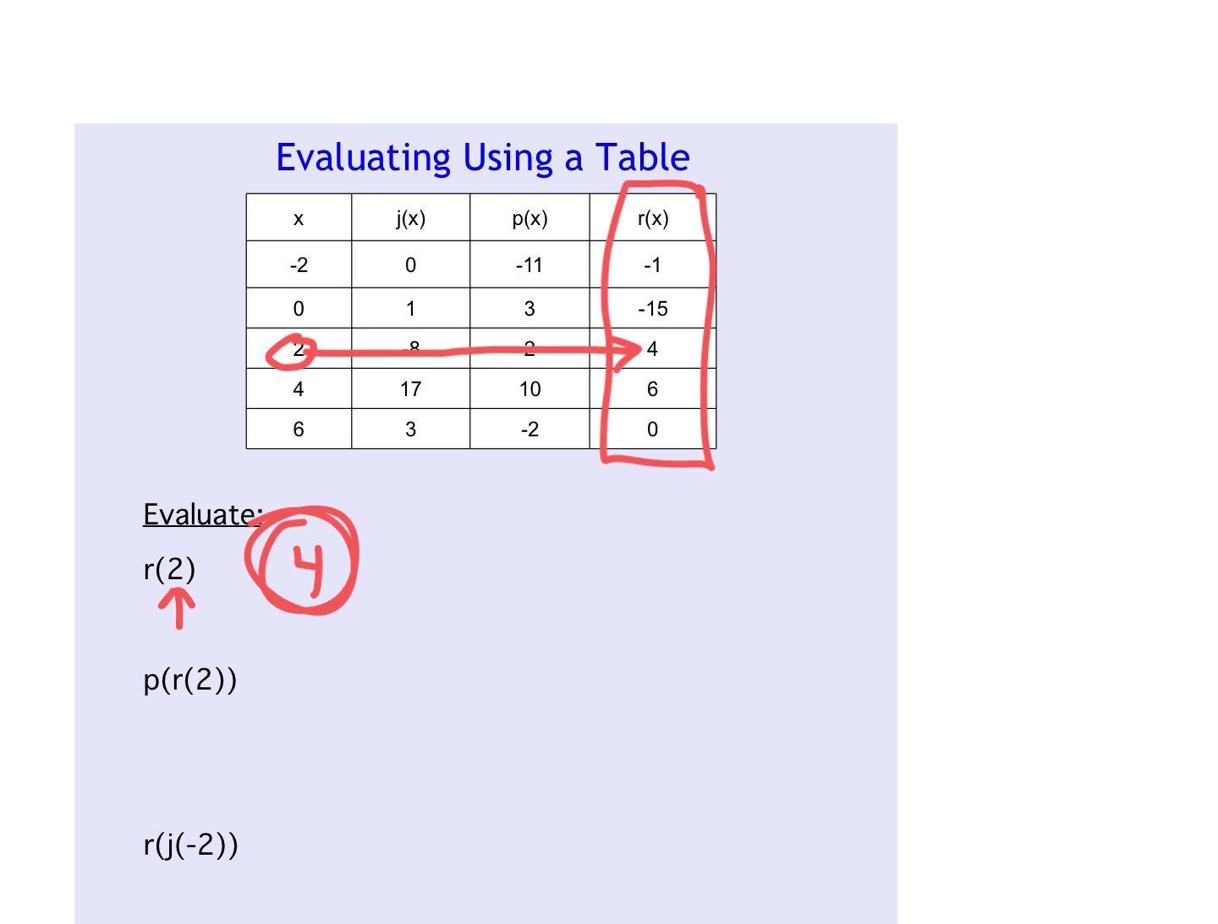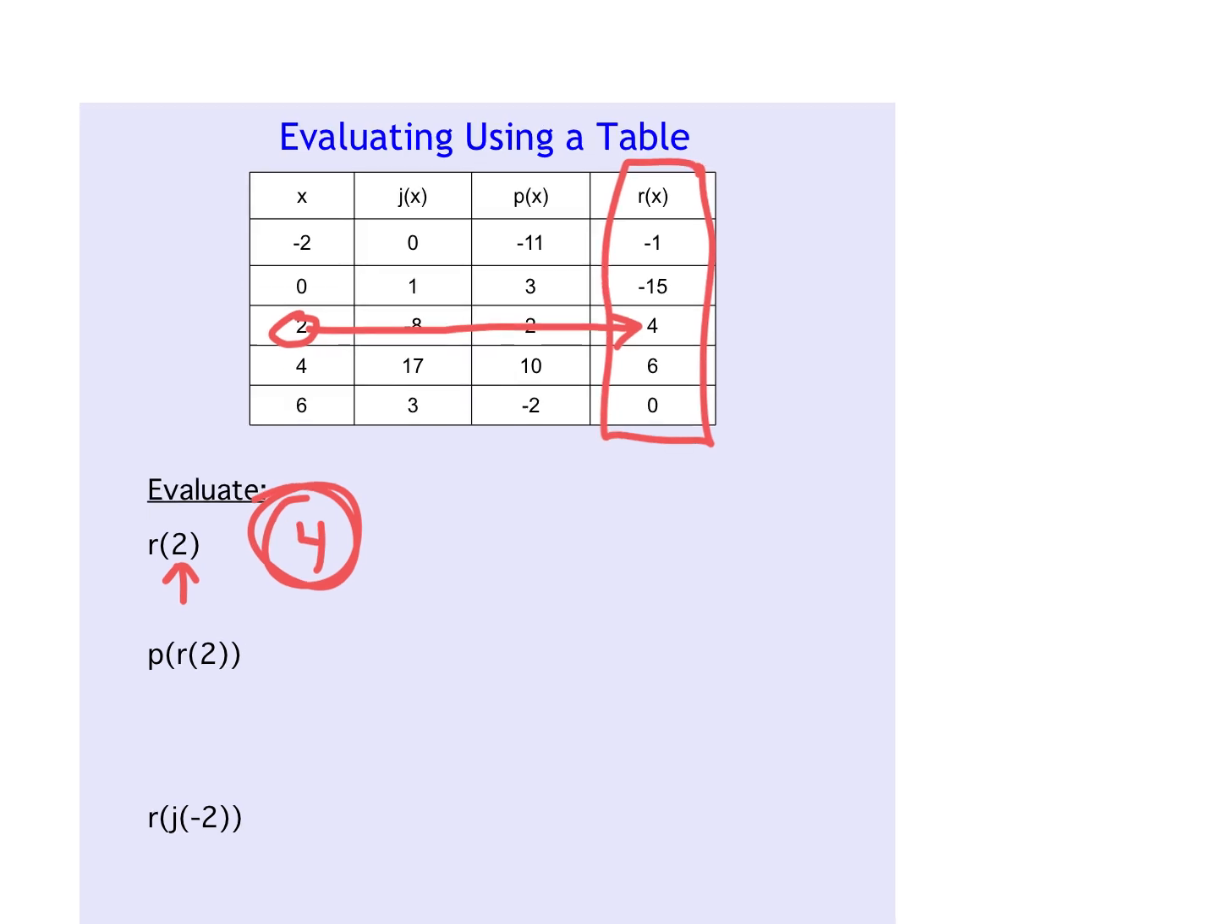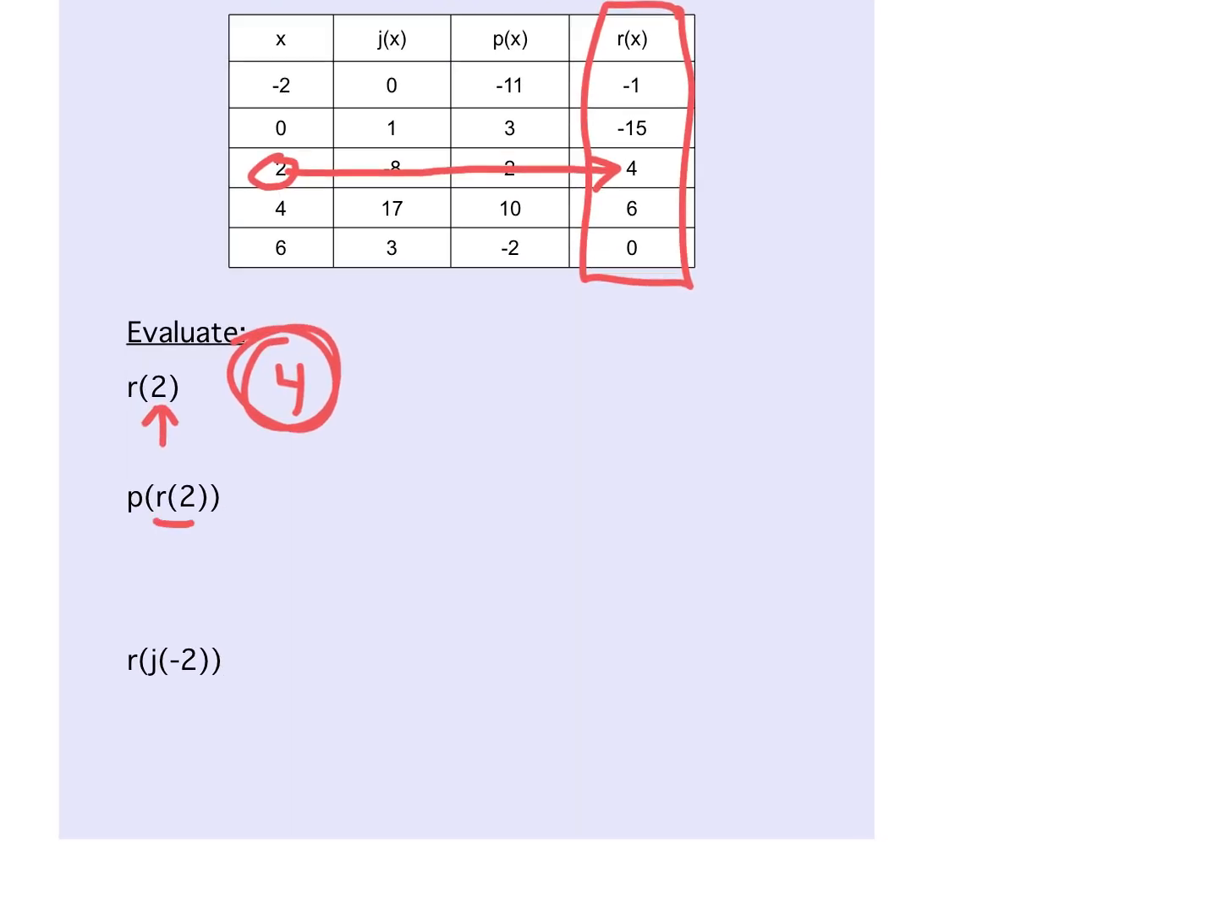Okay. This one, the inside's already done because we already did R of 2 2 seconds ago. R of 2 is 4. We already know that. It's right there. So that's 4. So finish the problem.